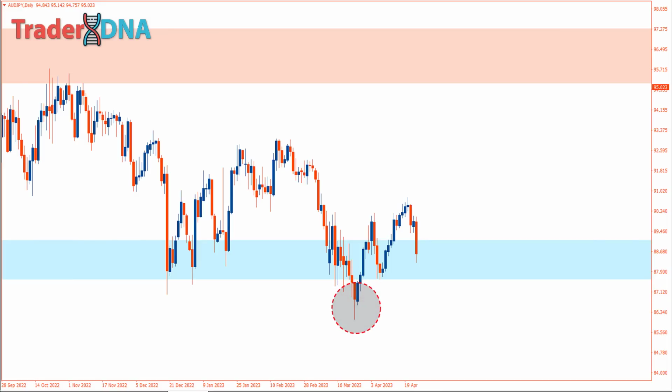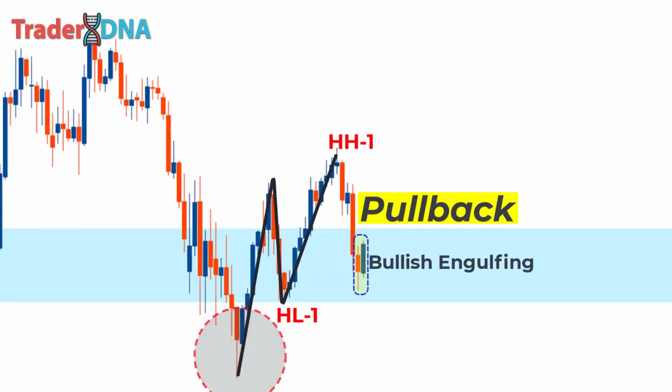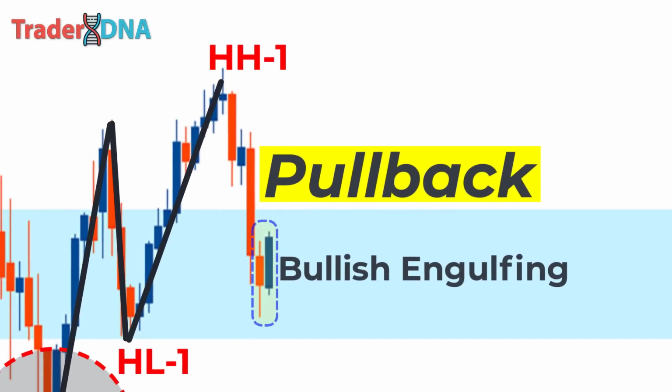Here, after a false breakout, the price rises and forms a higher low and higher high. This indicates that the price is likely to continue rising in line with the monthly trend. The best place to enter a buy position is after a pullback. Here, we observe the formation of a bullish engulfing pattern at a higher low position. This indicates that the pullback is likely coming to an end.